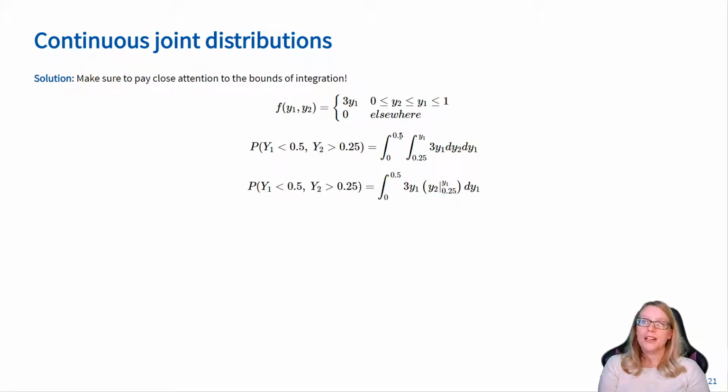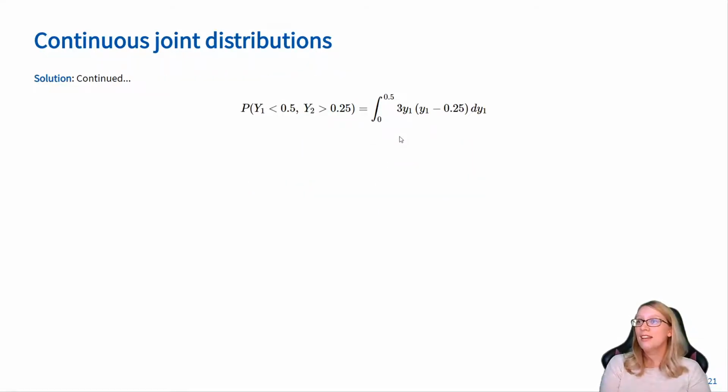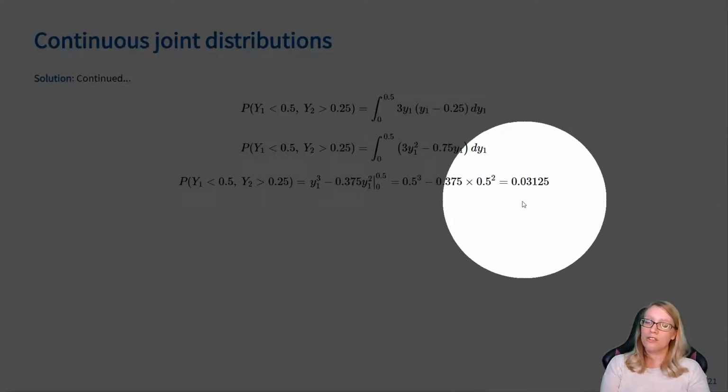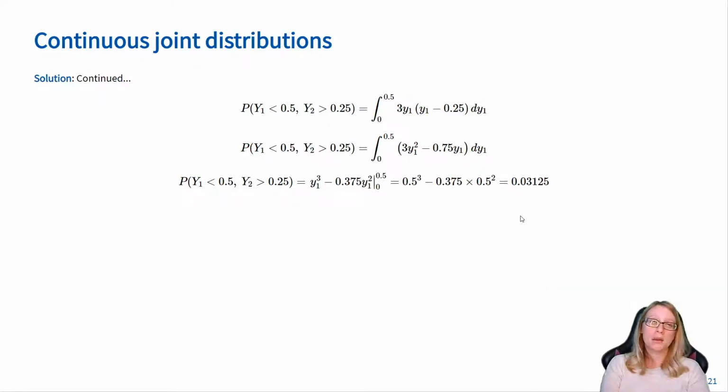So with respect to y2, we get y2 evaluated from 0.25 to y1. We get something that looks like this. We will distribute the 3y1 across just to make life a little bit easier. Continue out this integration. We end up with 0.03. So there's about a 3% probability that less than half of the tank will be stocked and more than 1/4 will be sold. So we will stop here for this video.